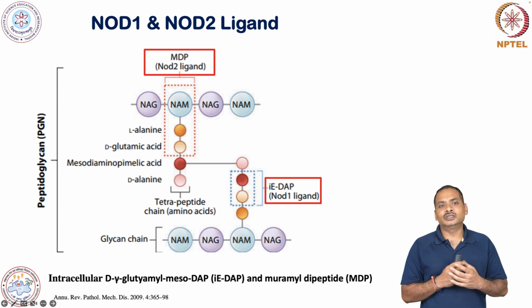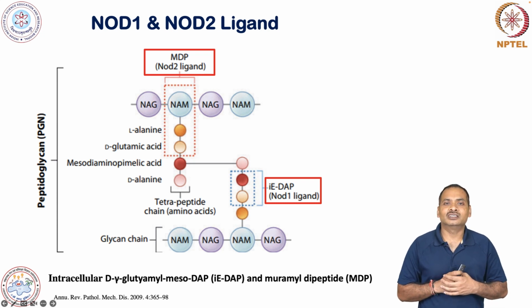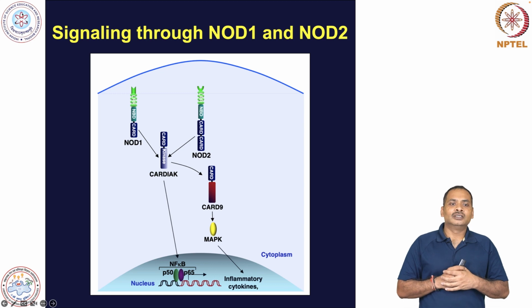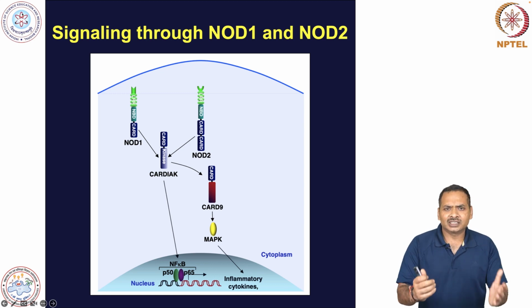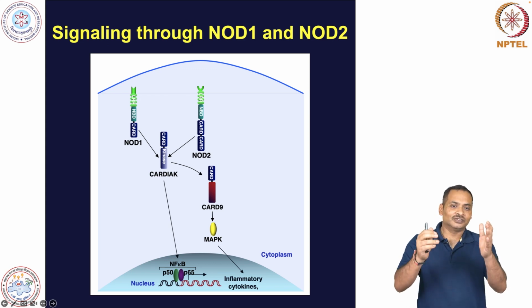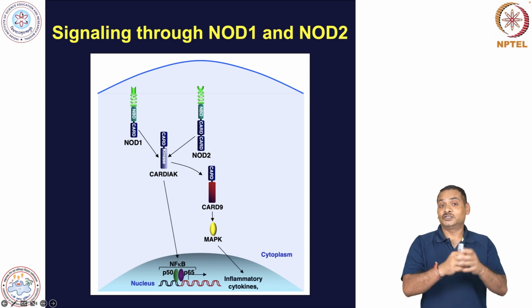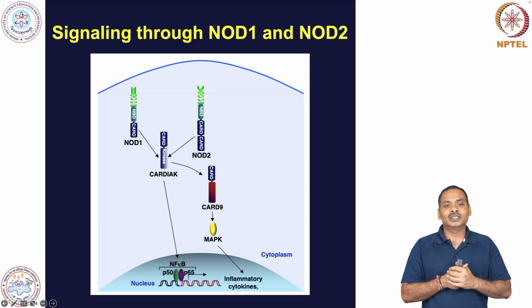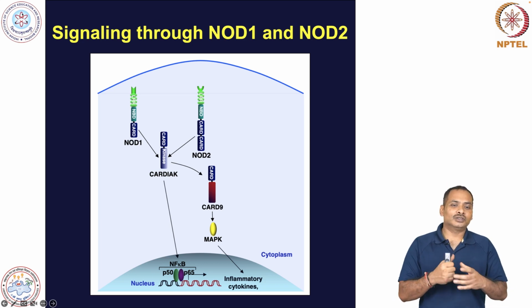Let's look at how NOD1 and NOD2 activate the signaling. This is a very simple schematic. Try to understand, I am again saying it is very simple, but it is far more complex. For your easy understanding, I made it very simple.